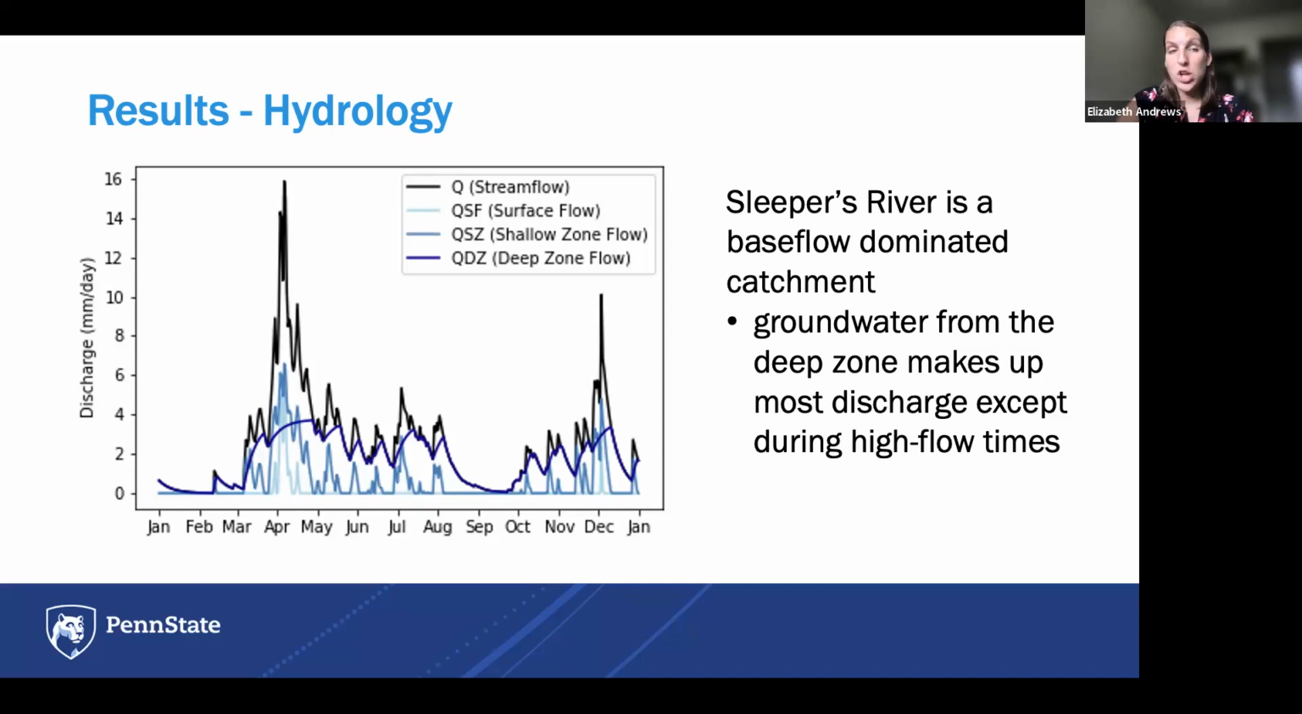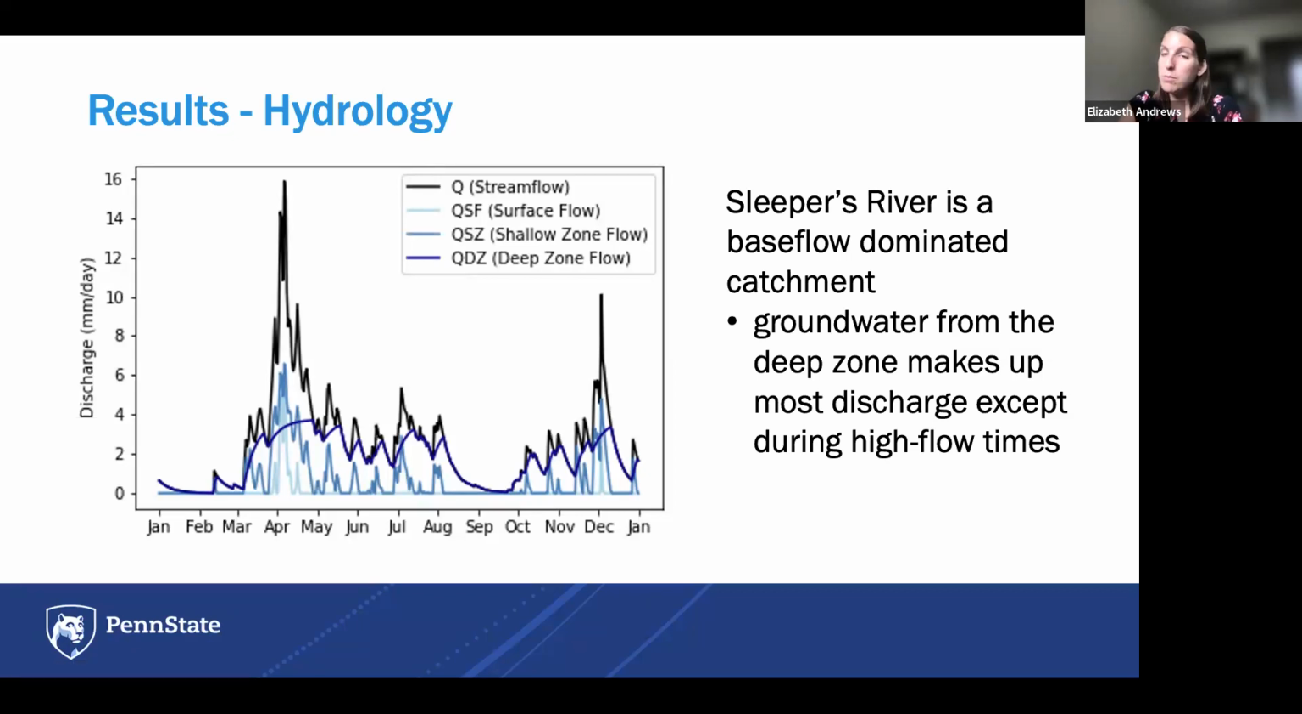Then we have discharge from the surface, which is the lightest blue line, the QSF. Then we have shallow zone flow, discharge from the shallow zone, as the medium blue. And the deepest blue is the deep zone flow. And so with these different parameters, all of the lighter blues and dark blue will sum up to the total discharge. And we can see that based on the fact that the dark blue and the black are pretty close a lot of the time, except during high flows, that this system is base flow dominated. This catchment is base flow dominated.